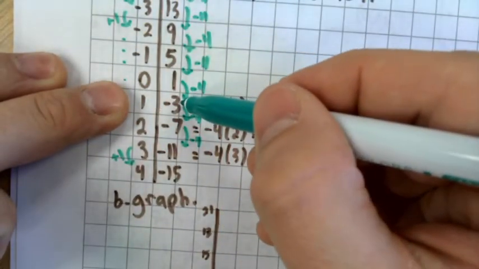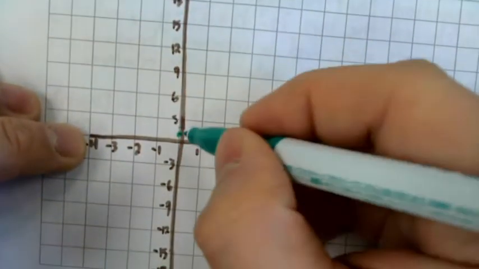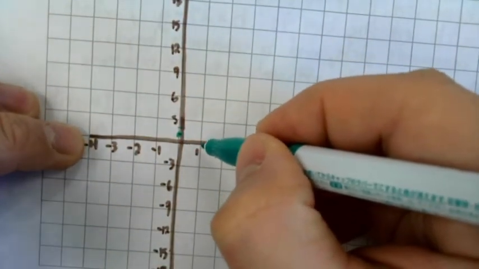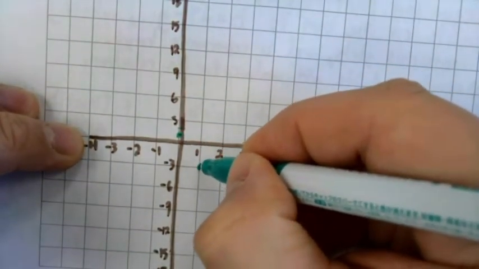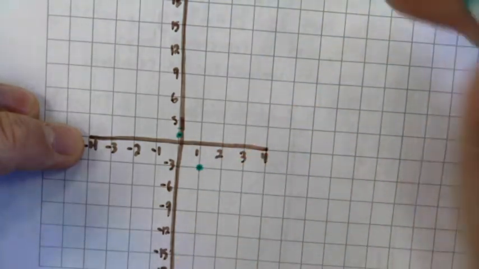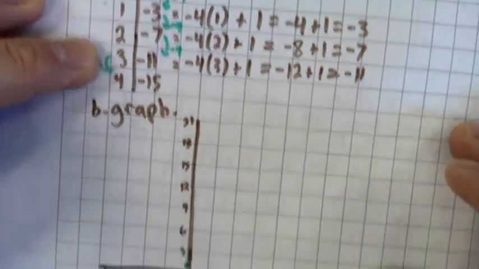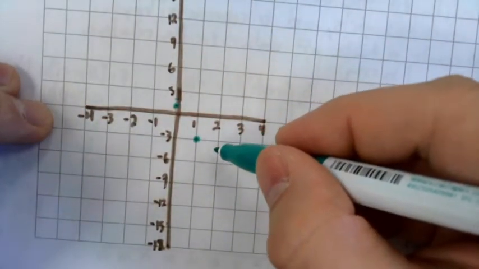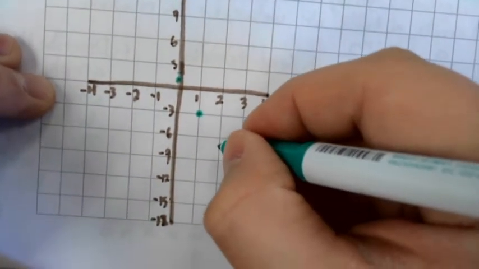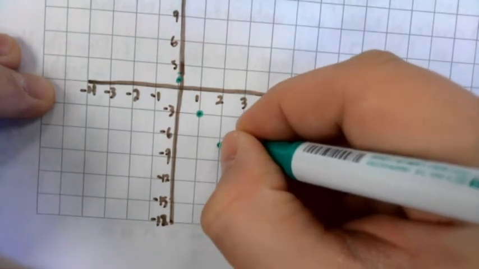What about where x was 1, y was -3? So find x is 1 and move down to -3. Well, that one's right on the coordinate. That makes it easy. X is 2, -7. Where x is 2, it's -7, which is a third of the way towards -9.